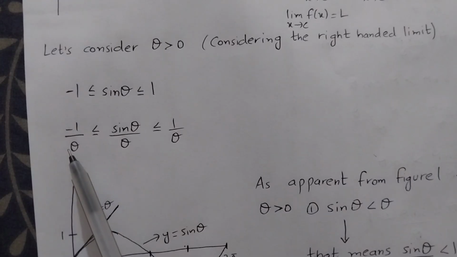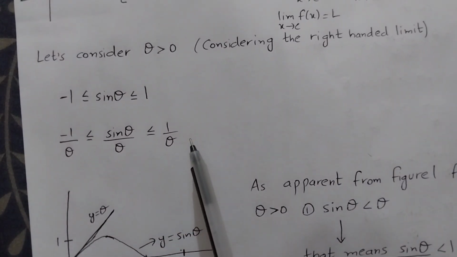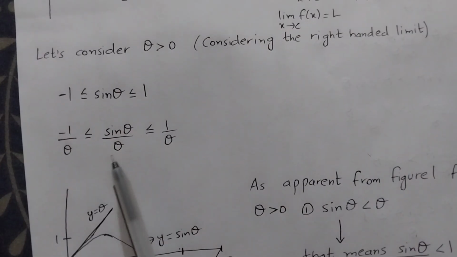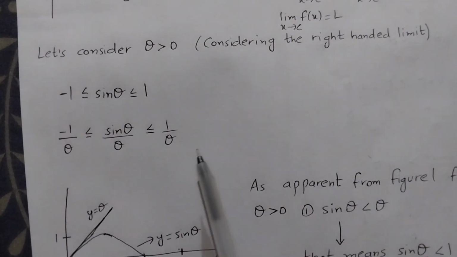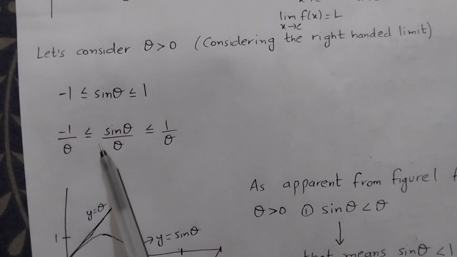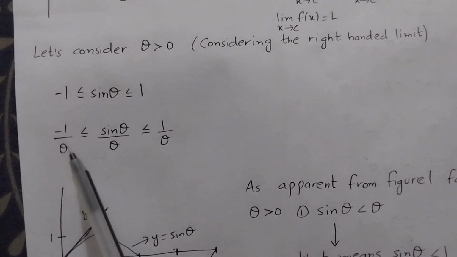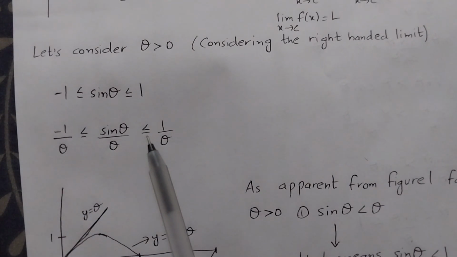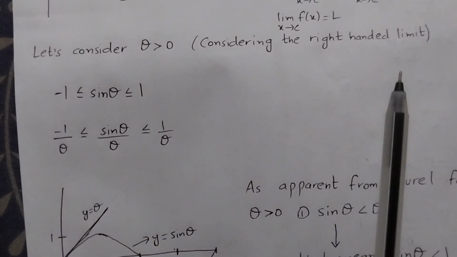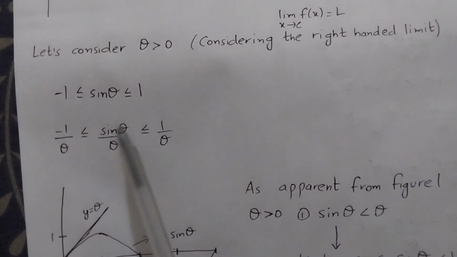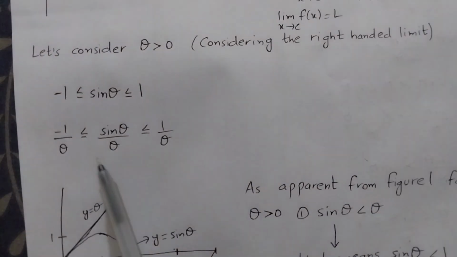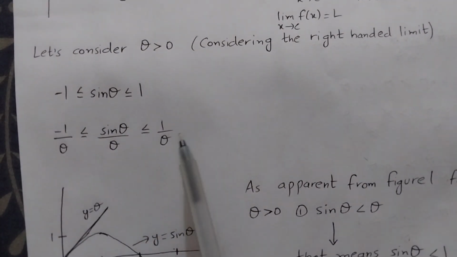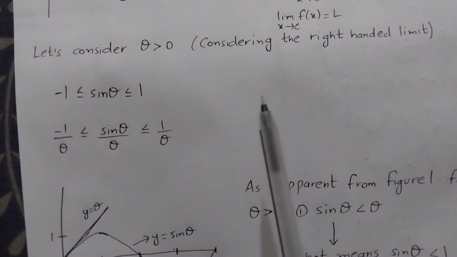So we have -1 over theta on one side, and we have 1 over theta on the other side, and sine theta over theta is sandwiched between those two things. So for us to use sandwich theorem, these extreme functions must approach the same value, so that we can say that according to sandwich theorem, this middle value which is stuck in between those two things has the same limit as well.